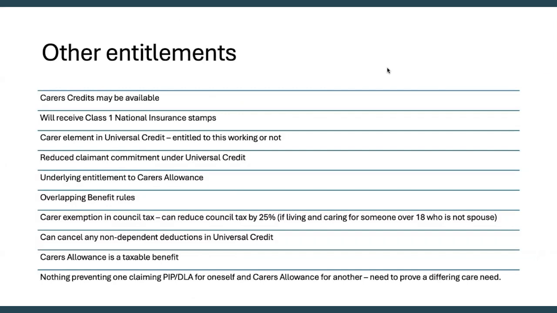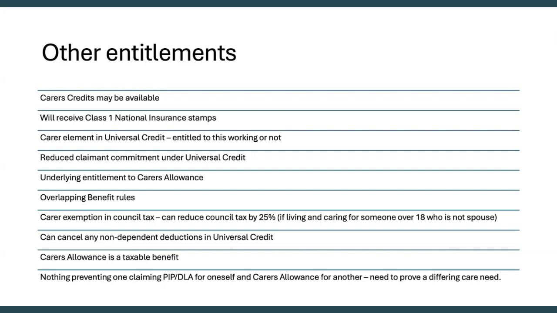So other entitlements that may ensue from a claim for carer's allowance. Anybody in receipt of carer's allowance will receive national insurance credits, which may be helpful towards future state pension entitlement. There's also an additional carer element in universal credit, and there's an entitlement to this whether somebody's working or not working. So it may create an entitlement to some universal credit. It may be good to look into whether that may apply or not.